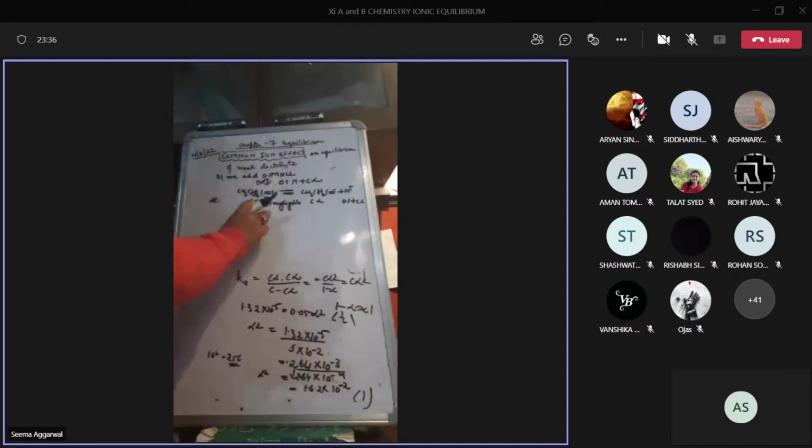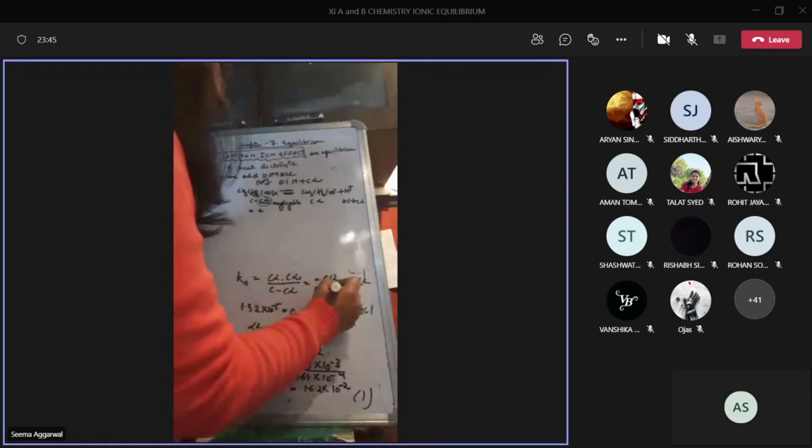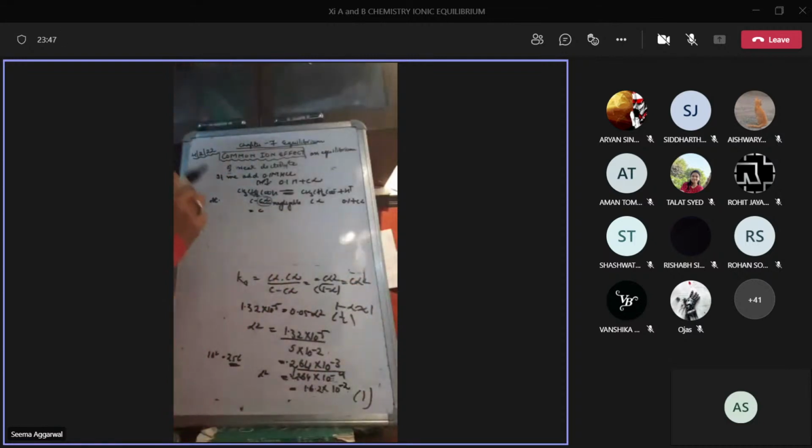So this is negligible. So instead of this, I can write it simply C, because here also we were taking C minus C alpha and then neglecting it. So we were writing C into 1 minus alpha, and 1 minus alpha was equal to 1. So this I am taking as C only. There won't be much effect. So what is the new equilibrium constant now?